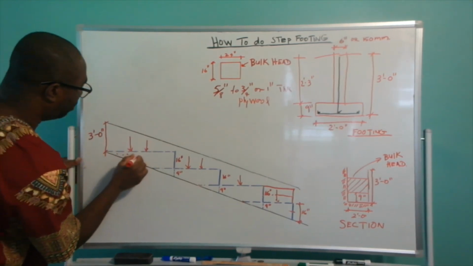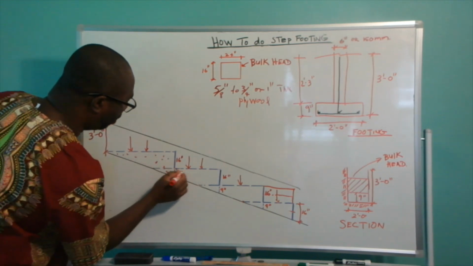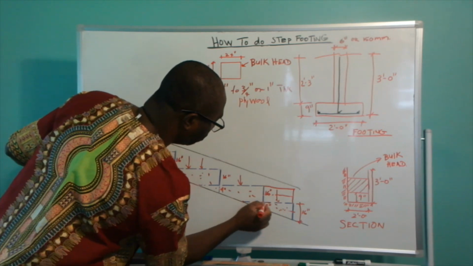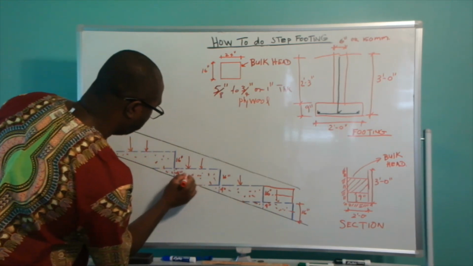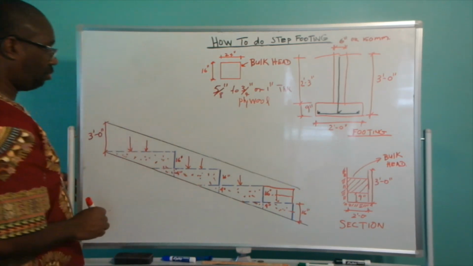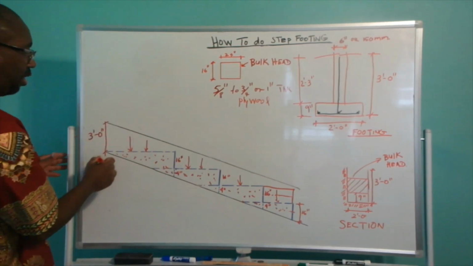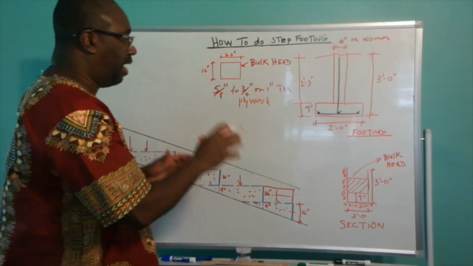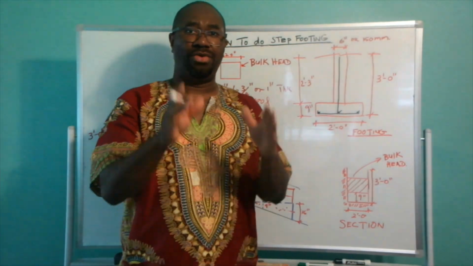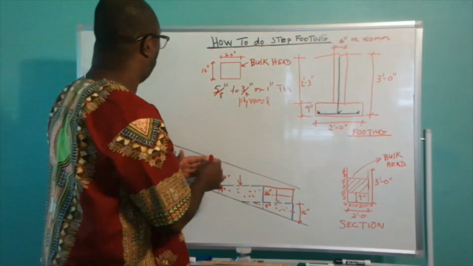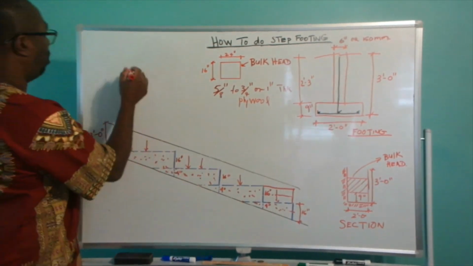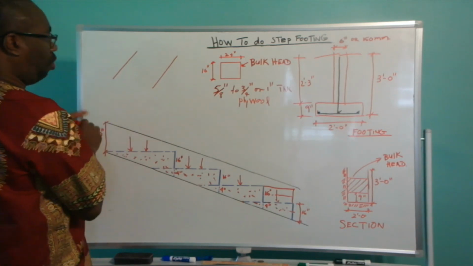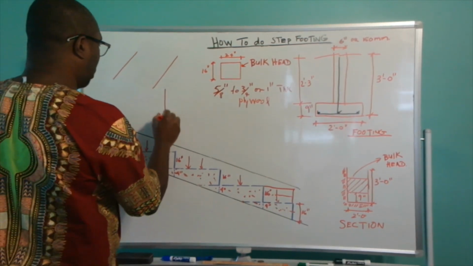So all this would be your concrete. And then you're going to place the blockwork on top of the level concrete. So that is how you step your foundation. If you do not do it that way, you're going to end up with your wall being sloped like that.